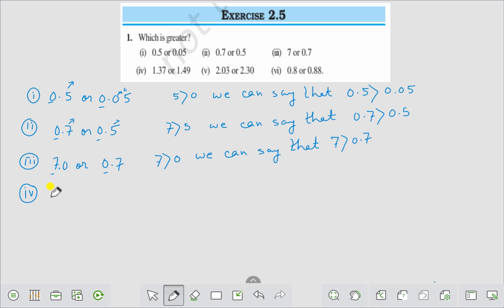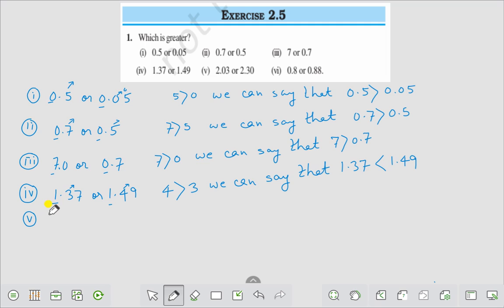Now question number 4 is 1.37 or 1.49. Here you see in the ones place both the numbers are the same, right? In the tenth place it is 3 and in the tenth place it is 4. Since 4 is greater than 3, therefore we can say that 1.37 is less than 1.49, right?